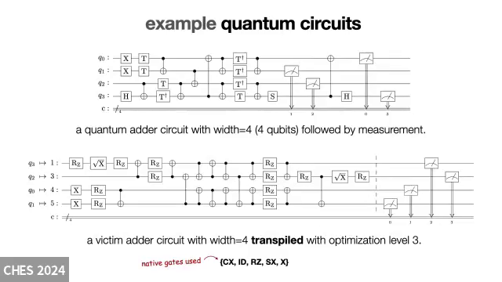The top figure shows one example quantum circuit. It's a 4 qubits quantum adder, and the bottom figure shows one output circuit after transpilation. All the gates are transformed into native gates on this specific machine, and some operations are added to satisfy the topology of the quantum device. The gates on this figure are RZ, X, SX, and CNOT gates, as you can see.